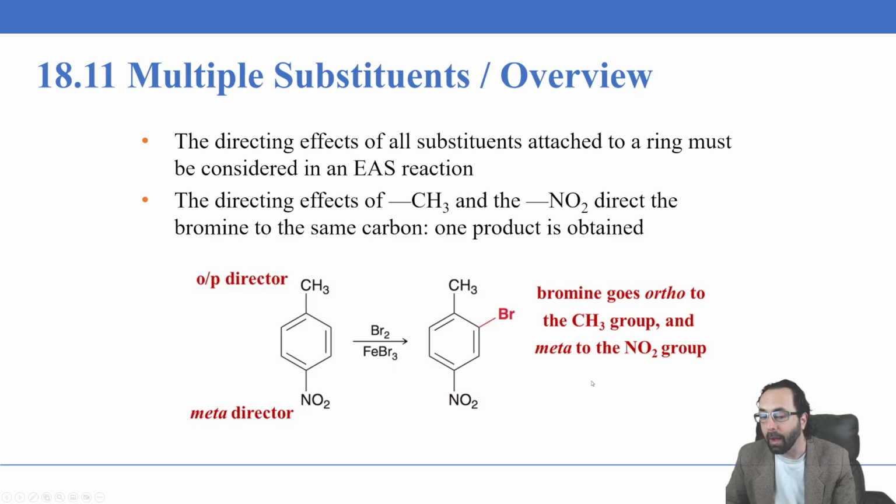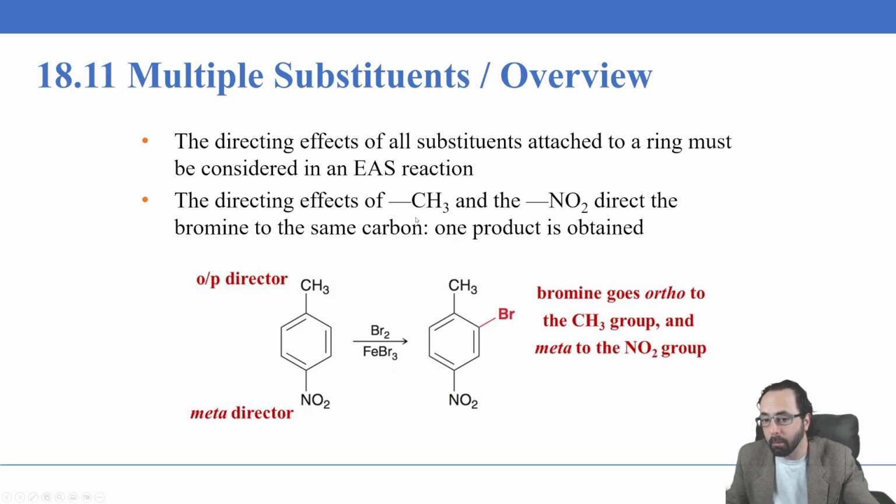So what if we have not just one substituent already on the benzene ring? What if we have two or more substituents? What will happen then? Well, the directing effects of all the substituents must be considered for the electrophilic aromatic substitution reaction. The directing effects of methyl and nitro, let's say.